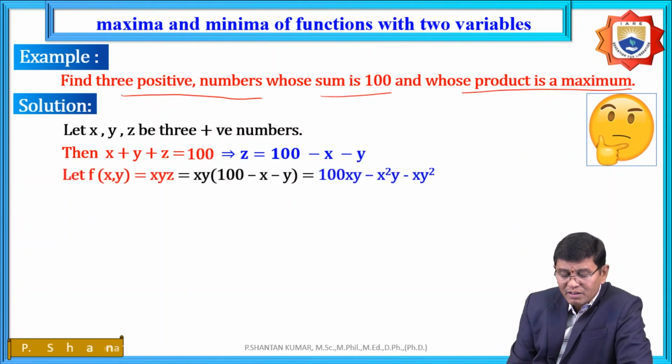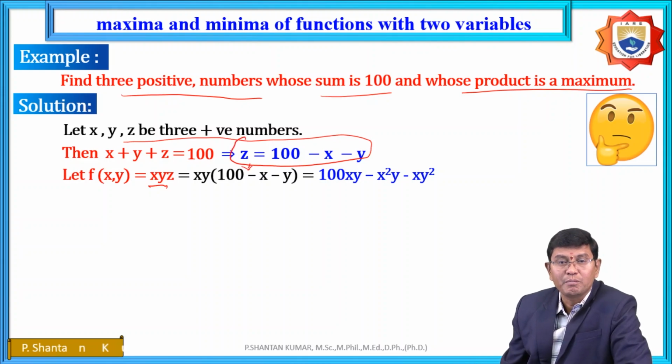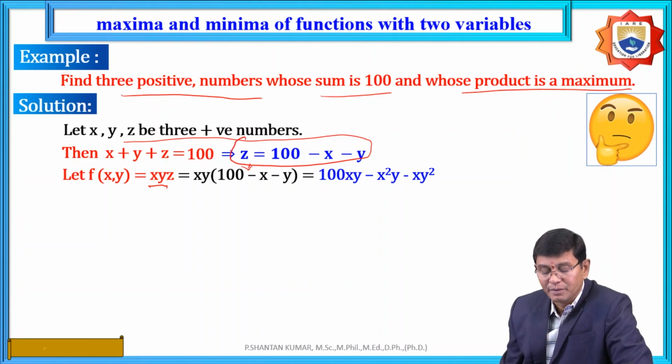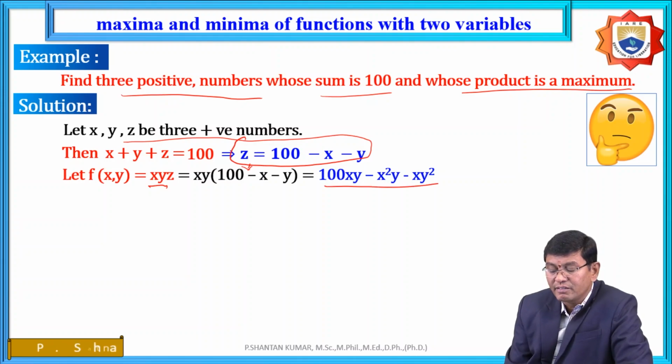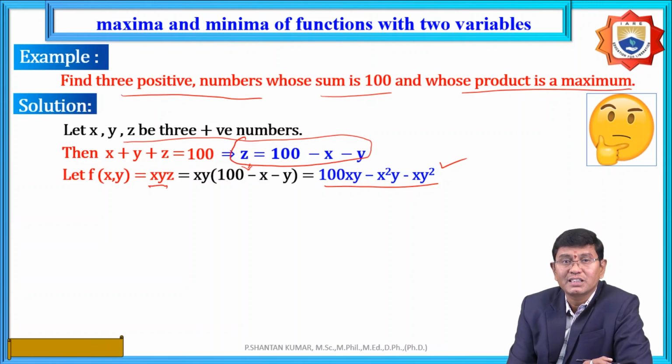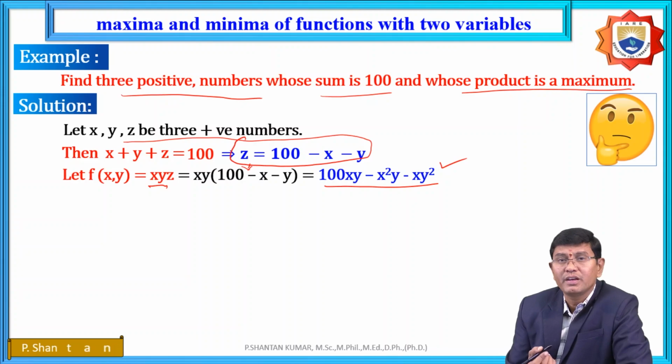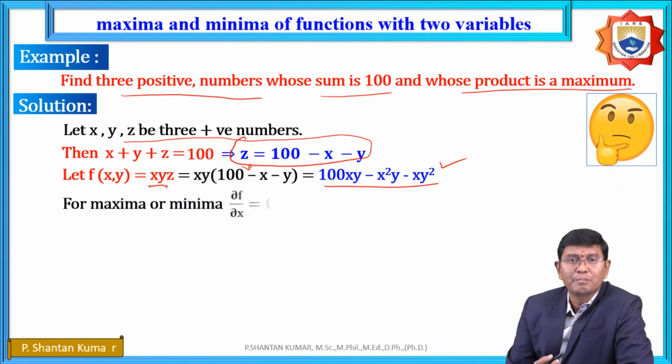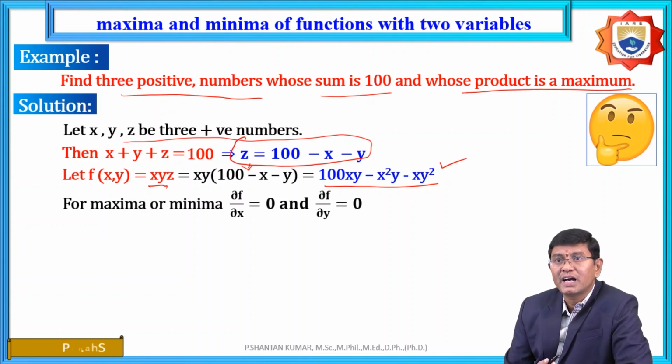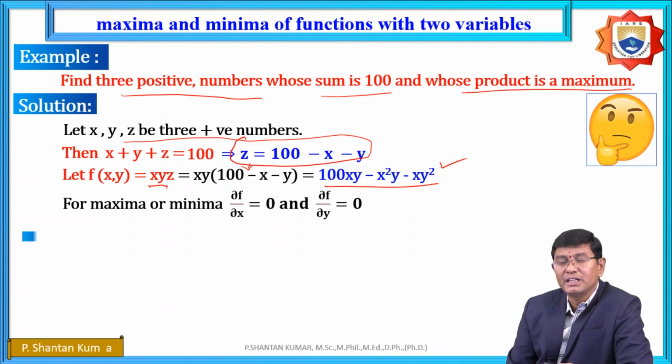Here, whatever x y z is required, we need to find z from the sum. We can replace z with the condition: z is 100 minus x minus y. Therefore this is the required function, and based upon that, using the previous concept, we need to find p comma q comma r comma s comma t. While finding p, p is 100y minus 2xy minus y square, and p is equal to 0.